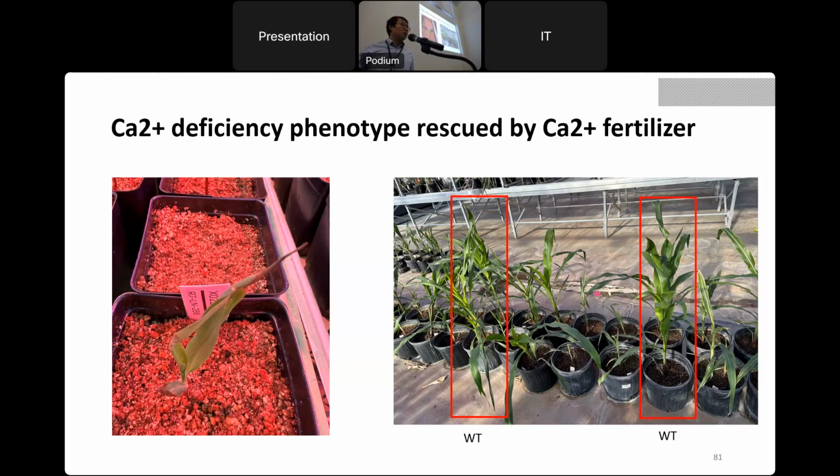So I talked with some of my colleagues. They suggested this is likely a calcium deficiency phenotype, and they put on a calcium fertilizer. The phenotype recovered, and we were able to harvest seeds from those stressed mutant plants. As you can see on the right-hand side, the wild type wasn't under any stress at all, but my mutant almost died. But we got it recovered by applying the calcium fertilizer.